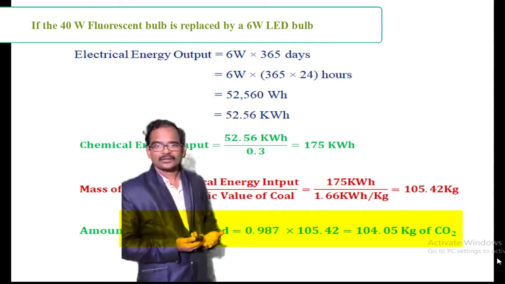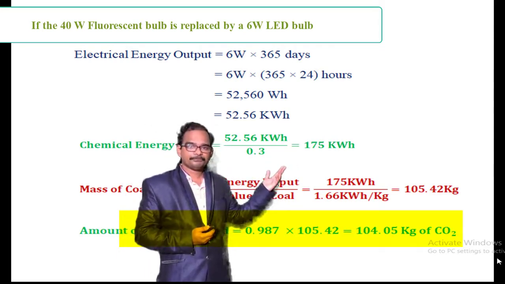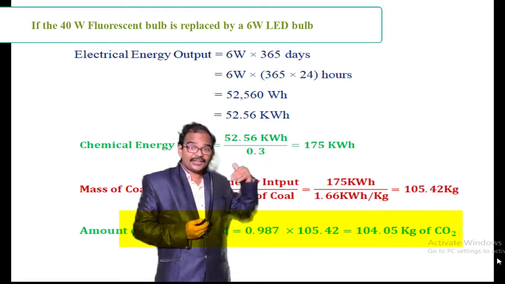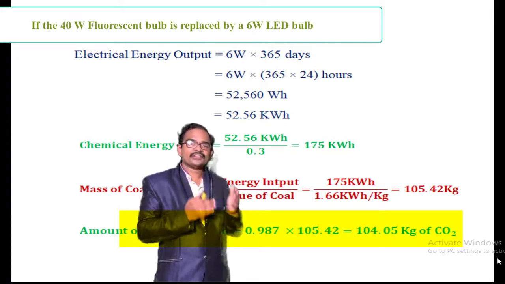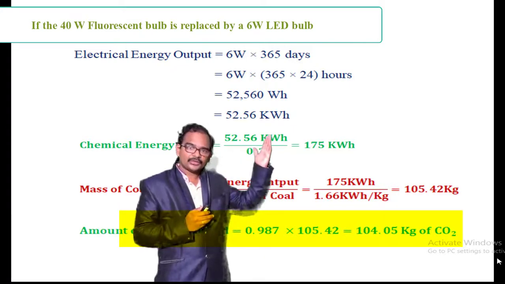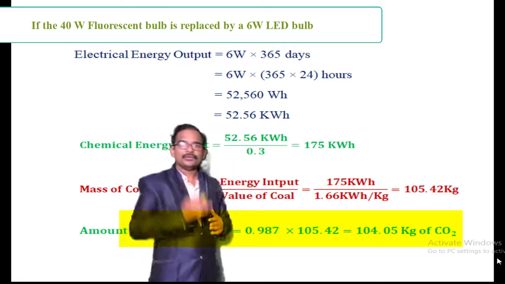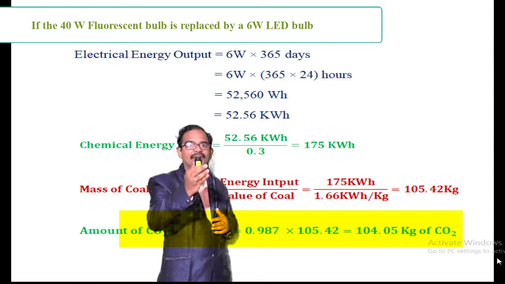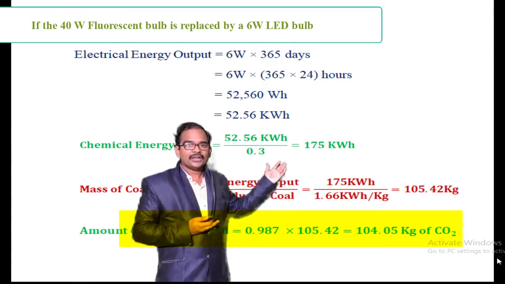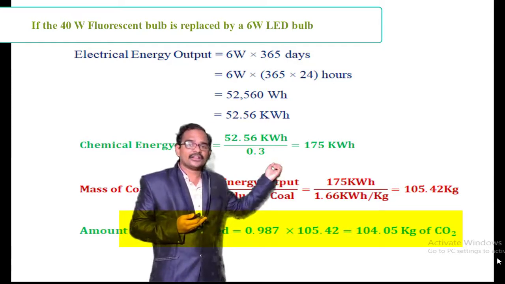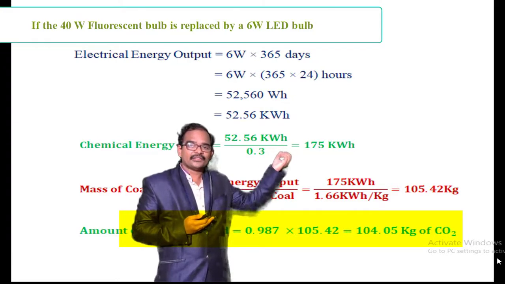the coal. Right, when compared to the 40 watt fluorescent lamp, the fluorescent lamp is using how much? It is utilizing 703 kg of coal, and it is liberating into the atmosphere 694 kg of CO2 every year. But by replacing that fluorescent lamp with a LED lamp, now what is that advantage that we are going to have here? We are reducing the coal consumption by 82% from 703 kg to 105 kg.